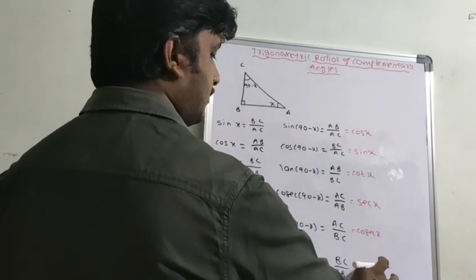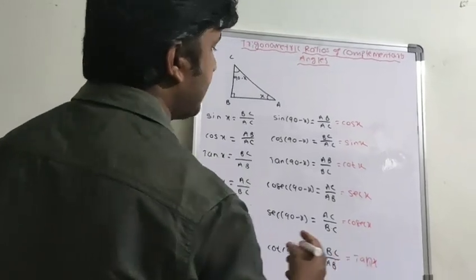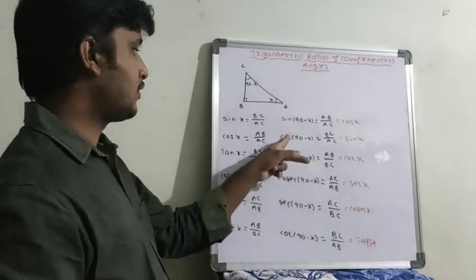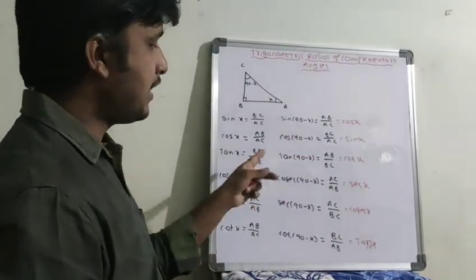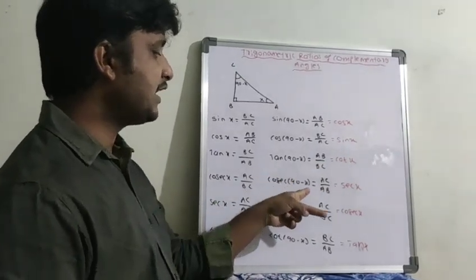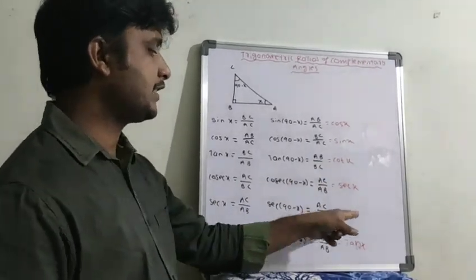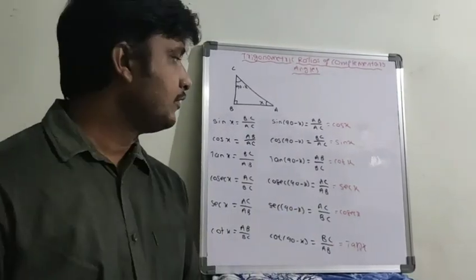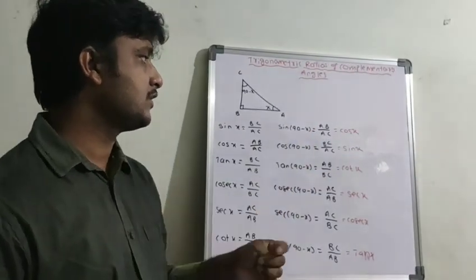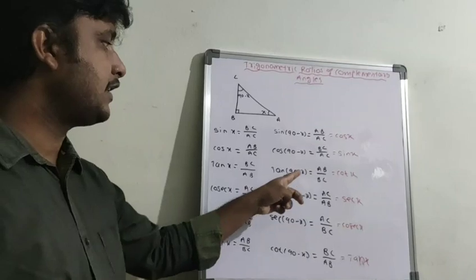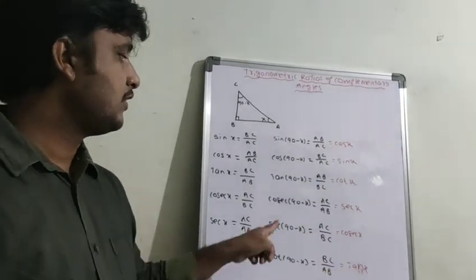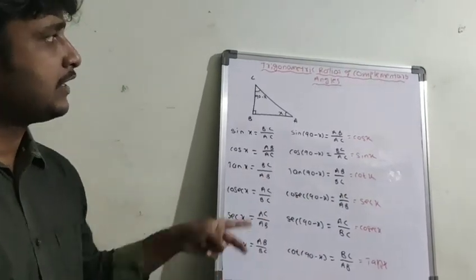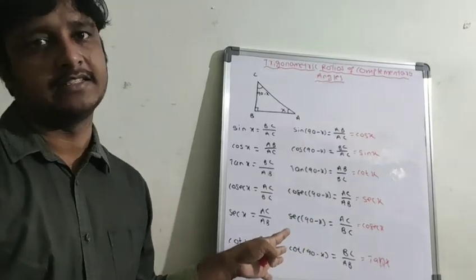So these are the trigonometric ratios of complementary angles. Sin 90 minus x is cos x, cos 90 minus x is sin x, tan 90 minus x is cot x, cosecant 90 minus x is secant x, secant 90 minus x is cosecant x, cot 90 minus x equal to tan x. These are called co-functions to each other. These are called trigonometric ratios of the complementary angles.